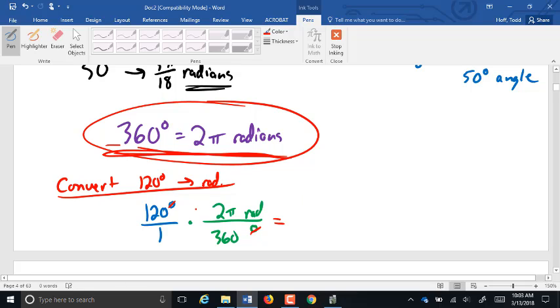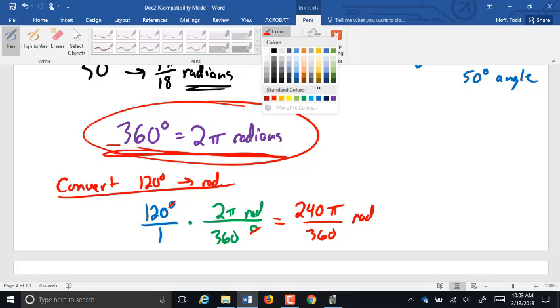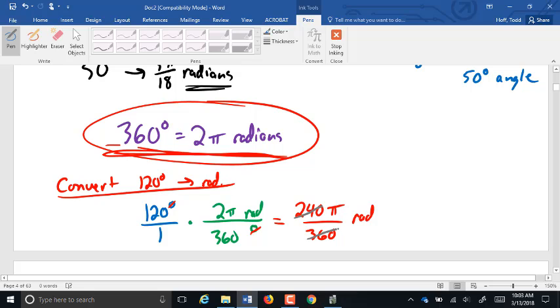I'm just going to multiply it out. 120 times 2 pi is 240 pi. 1 times 360 is 360. And of course, there's radians here. And then I can reduce this. Both 240 and 360 divide by 120. So that's 2 pi over 3 radians.